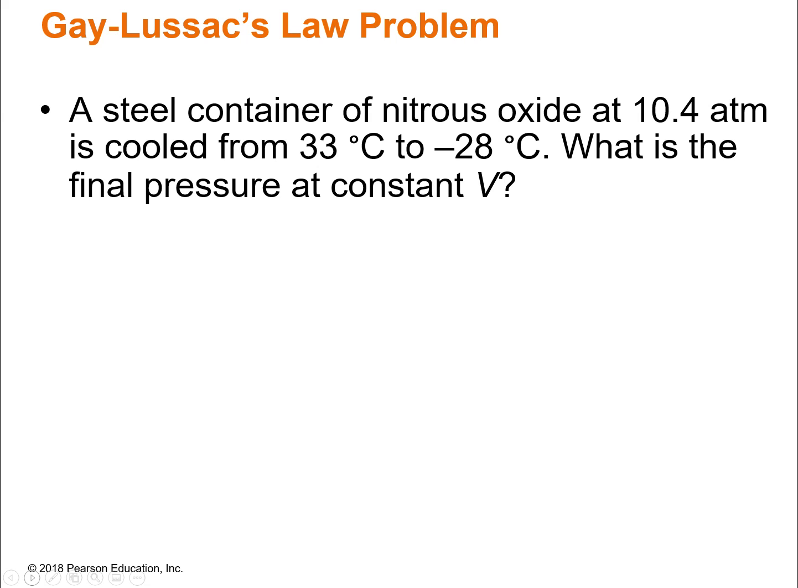So you've got a steel container of nitrous oxide at 10.4 atmospheres. You cool it from 33 degrees down to negative 28 degrees Celsius. What is the final pressure at constant volume? So I will let you do this one. I'll give you a 2-minute head start. Put your answer in the chat if you get to an answer. But after 2 minutes, I will start writing out how I solved the problem. Let me know if you get stuck.